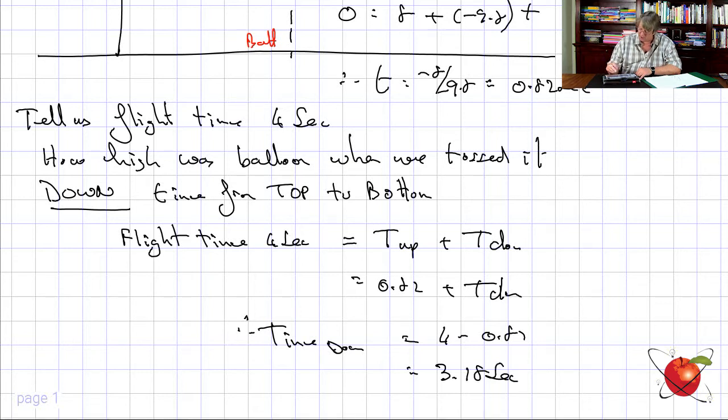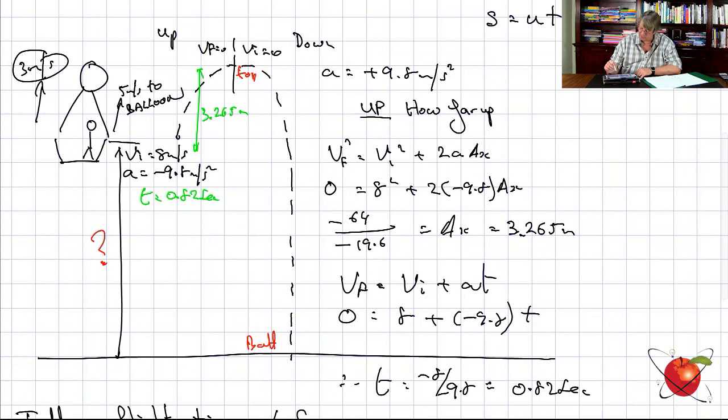Now I can go back to my drawing, right? And I put on here, let's put it in blue, shall we? So now I say, right, time is equal to 3.18 seconds.